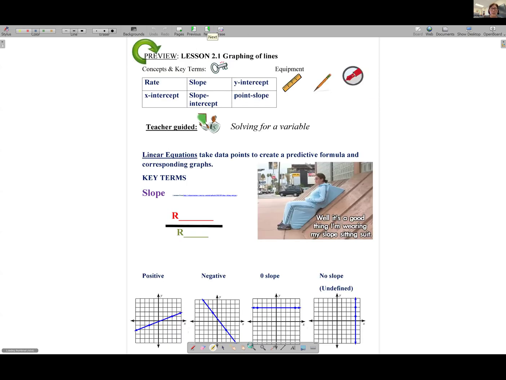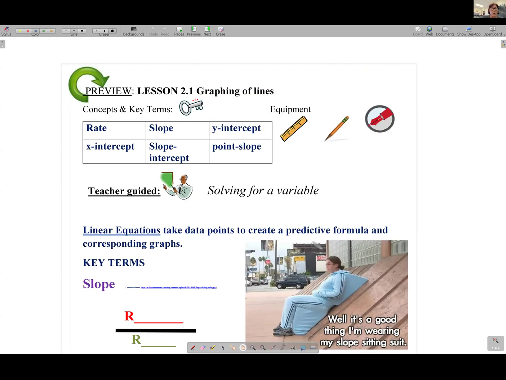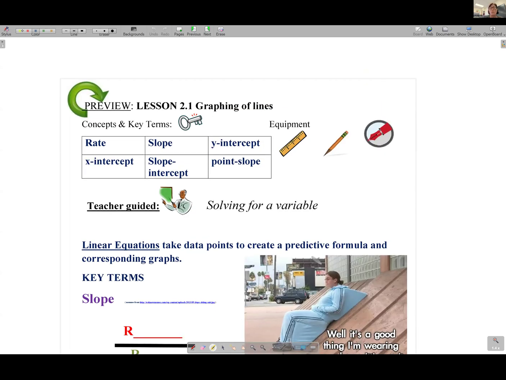All right. What are we doing today? We're going to be graphing of lines. Most of this should feel like a review. We're going to talk about something called rate and slope, which are actually interchangeable. Y-intercept, x-intercept, slope-intercept form of an equation, and point slope. You're going to need a straight edge, your pencil, and a red pen.